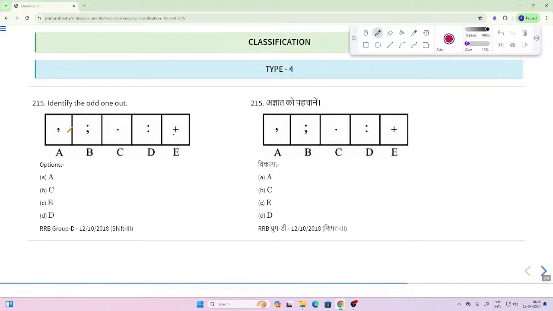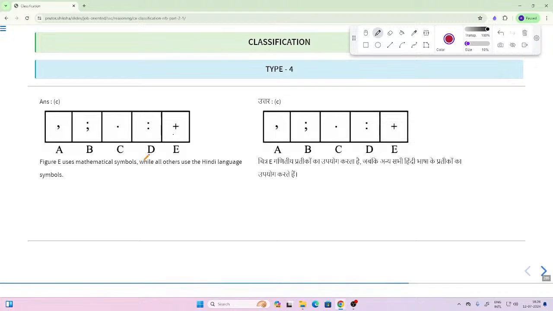But these are also all Hindi language symbols, like comma, colon, semicolon at the end. These are all used in speaking language as well, except maybe plus. So I would say plus is the only one which is used only in mathematics and cannot be used in the language like Hindi or English. Hence, plus is the odd one out, as the others can be used in multiple places. Figure E uses a mathematical symbol, plus, while all others can be used in Hindi language.